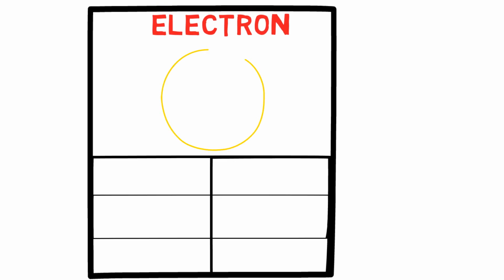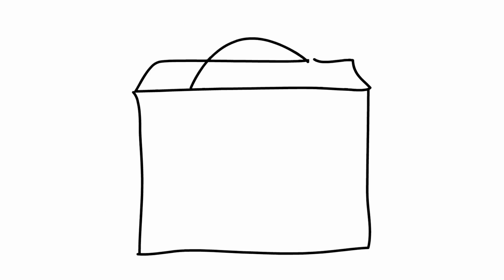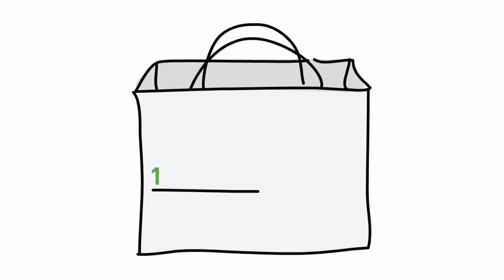Electrons are negatively charged with the charge of -1. They can carry energy and they can't be destroyed. Because electrons are so small, we can't talk about single electrons, so we talk about bags of electrons. We call these bags of electrons coulombs. For example, you don't buy grains of sugar, you buy bags of sugar.